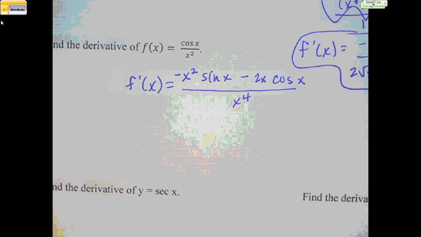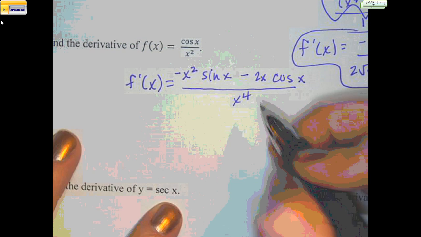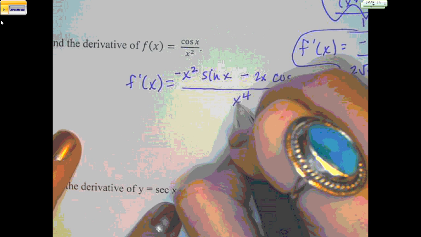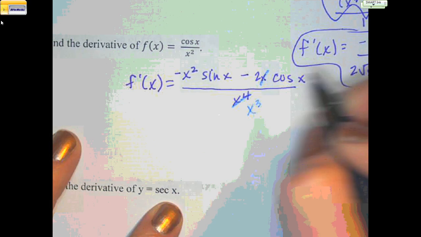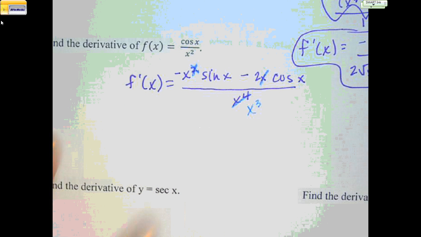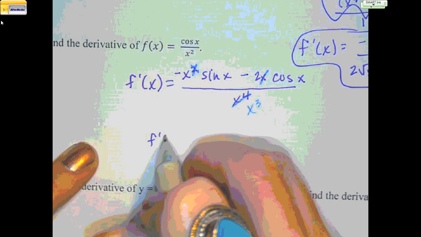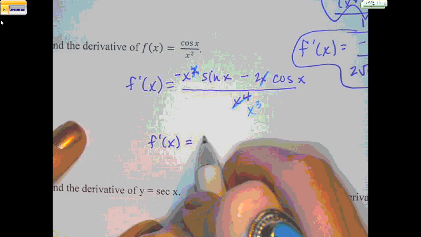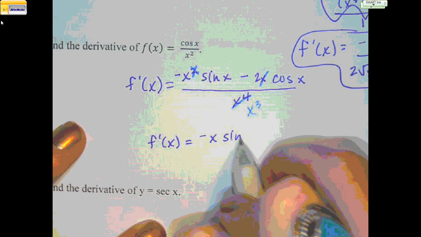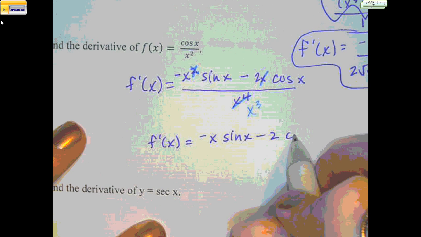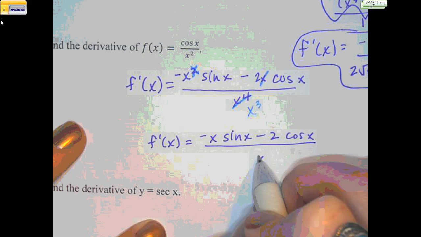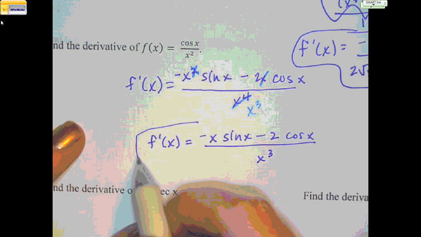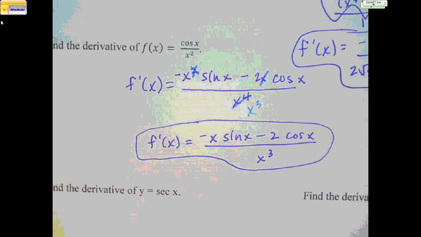All right. Is there anything else we can do to this? What can we do? Yes, I heard it. Let's take an x out of everybody. So this is now x cubed. That x goes away. And this x is now just regular old x. That square is gone. Whatever you do to one part, you have to do to all of the parts. And if you can do something to all of the parts, you have to. So we have negative x sine of x minus 2 cosine of x all over x cubed. Now you're done. Yeah, not bad.